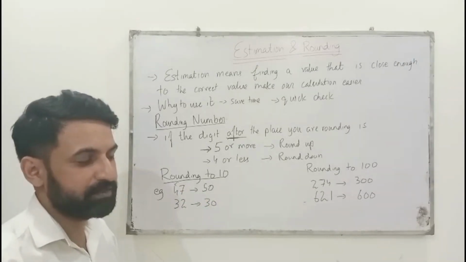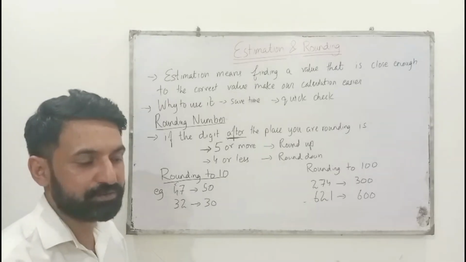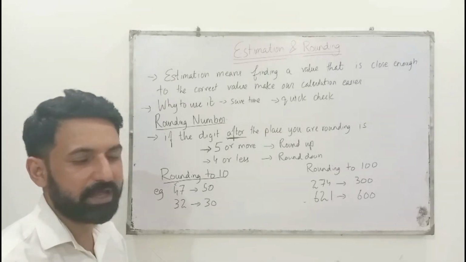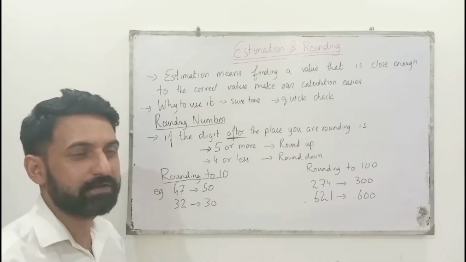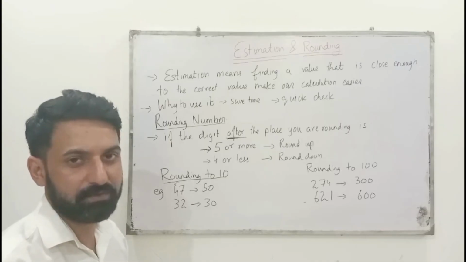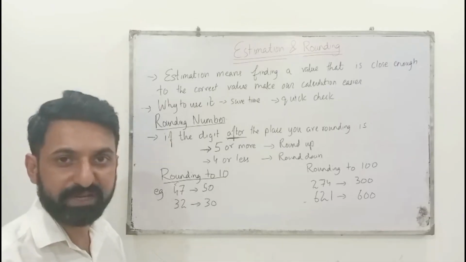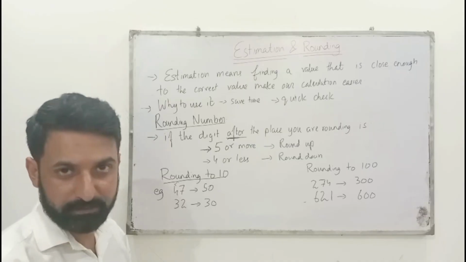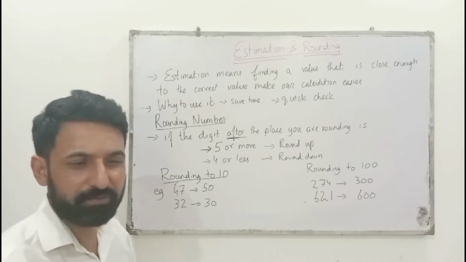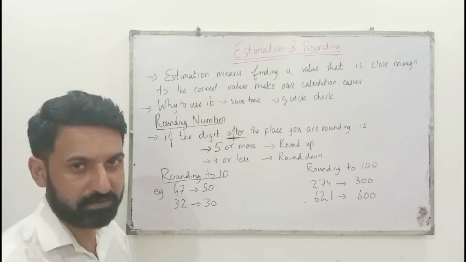that will become 50. If you have $47 and anybody asks how much money you have, you say I have around about $50; you won't say that you have exactly $47. If the amount is bigger, you have $4,989. If anybody asks you how much money you have, you say I have around about $5,000.